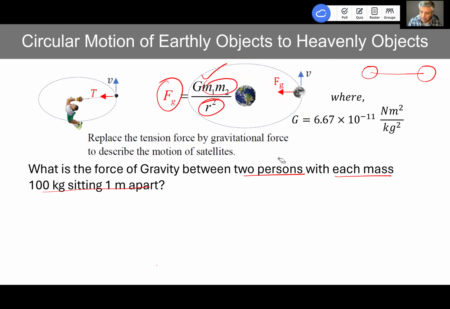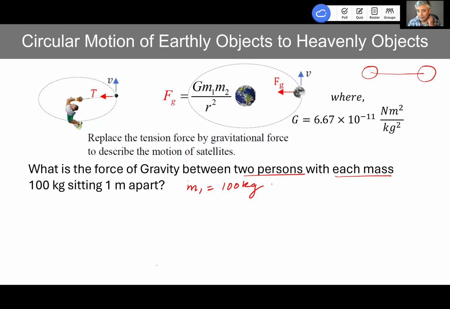And its value is this here. And you can see this is 10 to the power negative 11 in the exponent. So that makes the force small. How small? So let's do an estimate, okay? So here I have this problem, and this is asking us to calculate the force between two persons sitting just 1 meter apart, and their masses are given. Both of them have mass 100 kilogram.